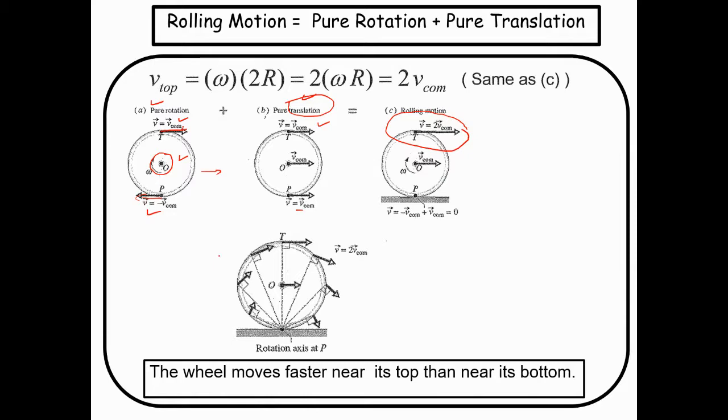That's what I have written here: the wheel moves faster near its top than near its bottom. So every time you see the wheel, the top side has more speed. If you see the relation, we already know V is equal to omega multiplied by R. So here you can see only the top side. I have one speed here, I have one speed here.